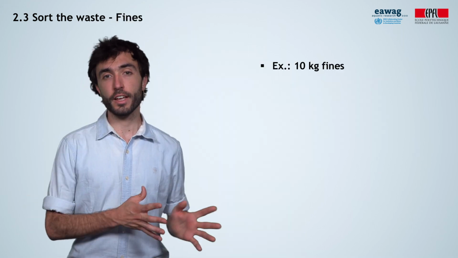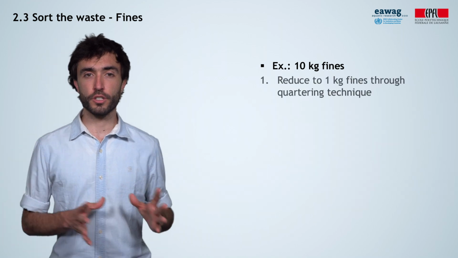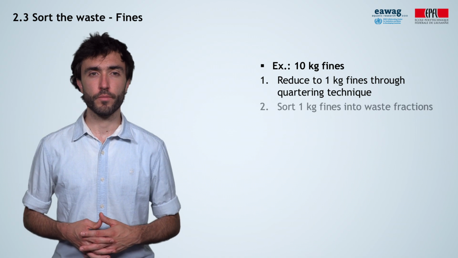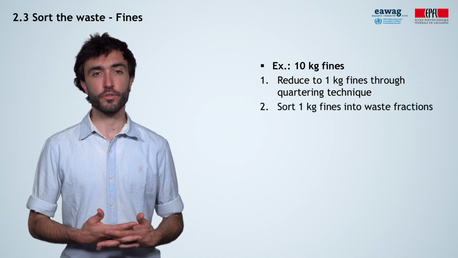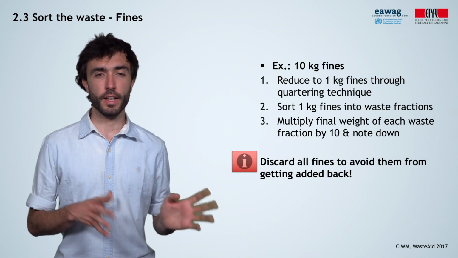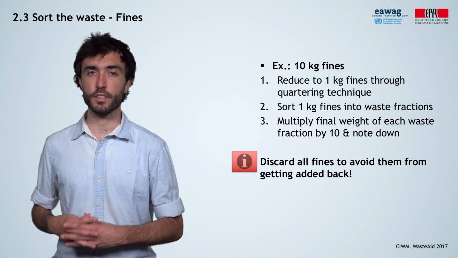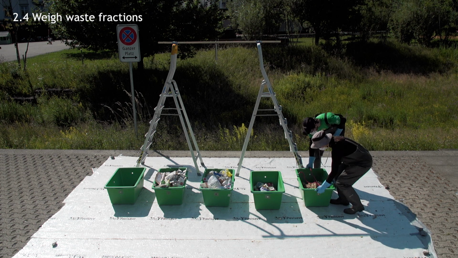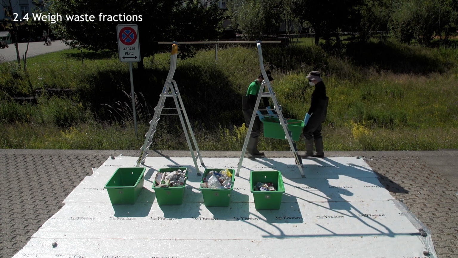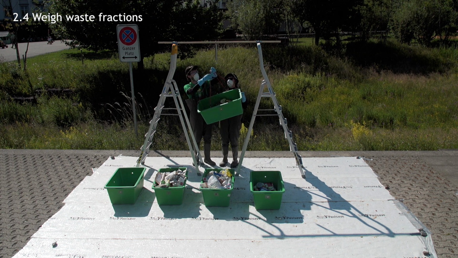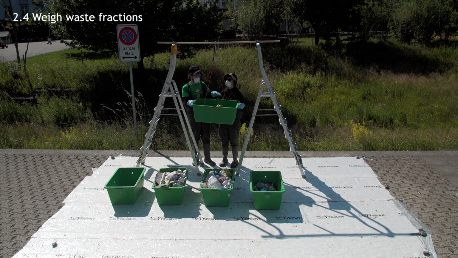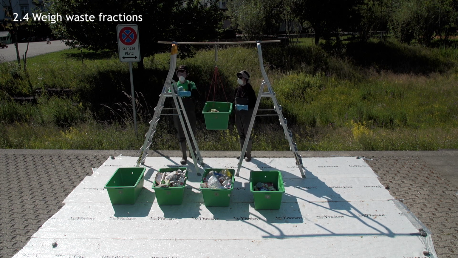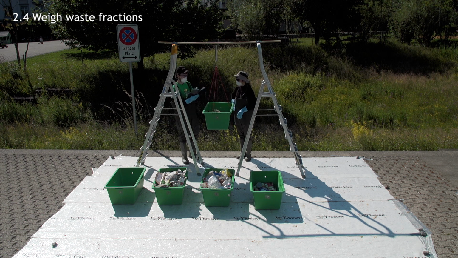Say there are 10 kilograms of fines. You could then reduce this to 1 kilogram using the same quartering technique as explained before. Once you have calculated the amounts of each fraction, you need to multiply it by 10 to account for the 10 kilograms of fines in the total sample. Once everything is sorted out, the next step is to weigh each fraction and record it on the spreadsheets. Add the amounts of fines to the total amount. Remember to subtract the weight of the empty container from your results. Repeat this procedure every day and complete your spreadsheet.